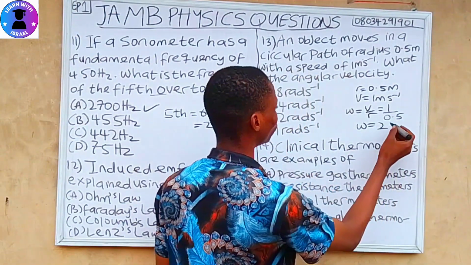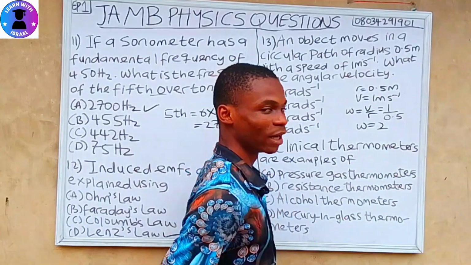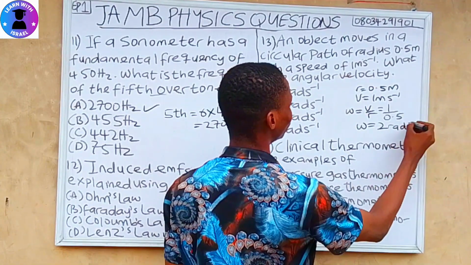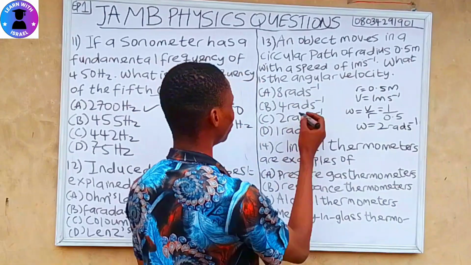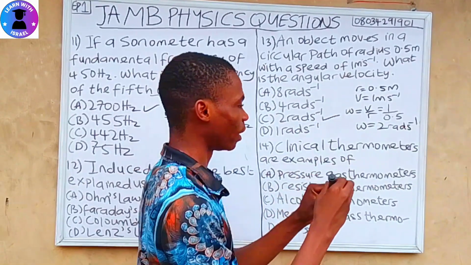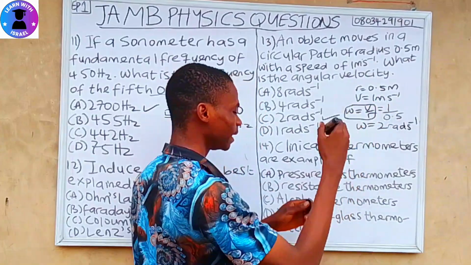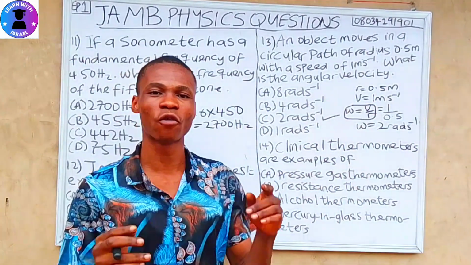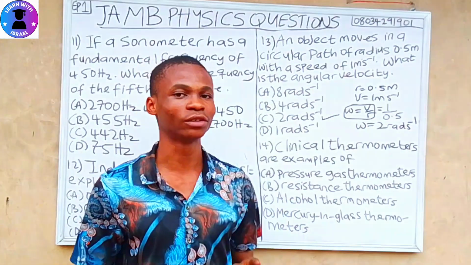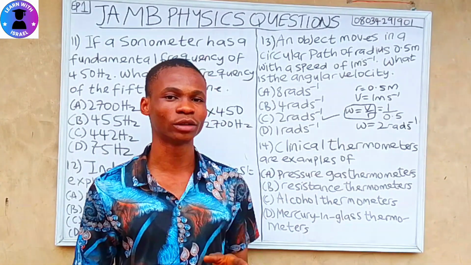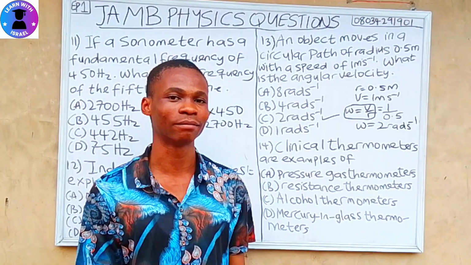We can't leave it like that. Angular velocity is measured in radians, so the unit is 2 rad per second, written as rad s to the power of -1. So if you check the options, option C is the correct answer. I want you to note this formula. Find a notebook where you'll be jotting your formulas, so any one you forget, you just check your notes and easily remember it. It's very important. It really helped me during my exam.